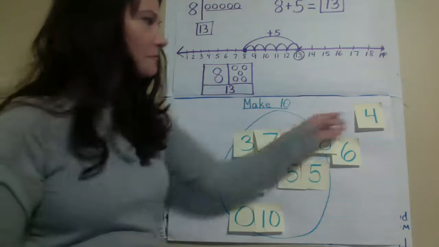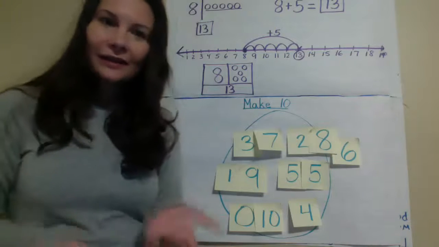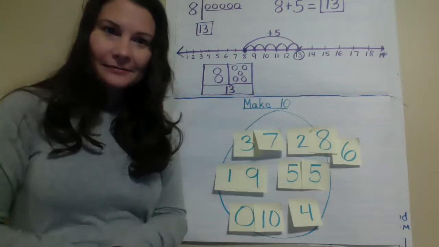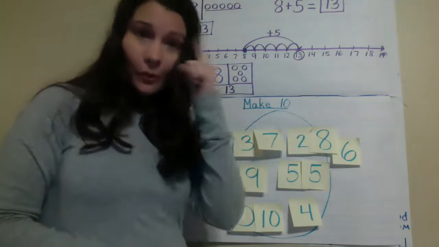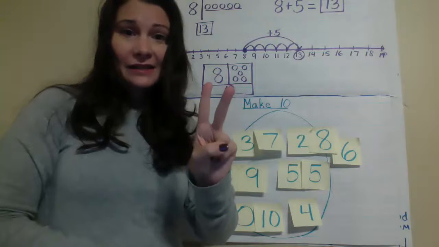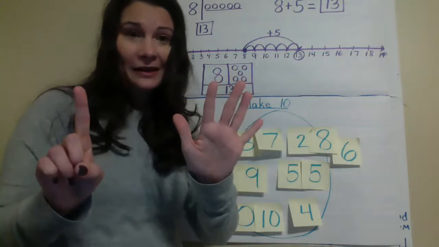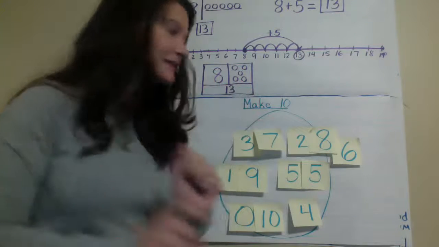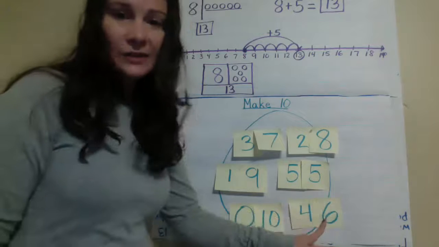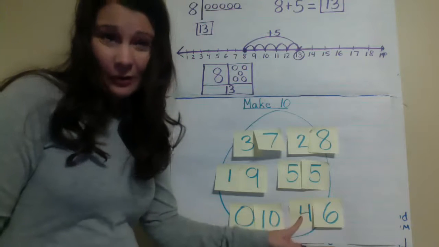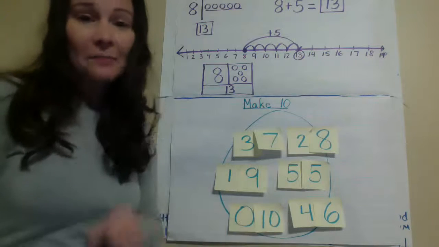This one's not that hard. What if I had 4? How many more would I need to get to 10? Let's try it out. 4, 5, 6, 7, 8, 9, 10. How many more do you need? 6. Because 4 plus 6 equals 10, and 6 plus 4 equals 10. These are all the number partners that make 10.